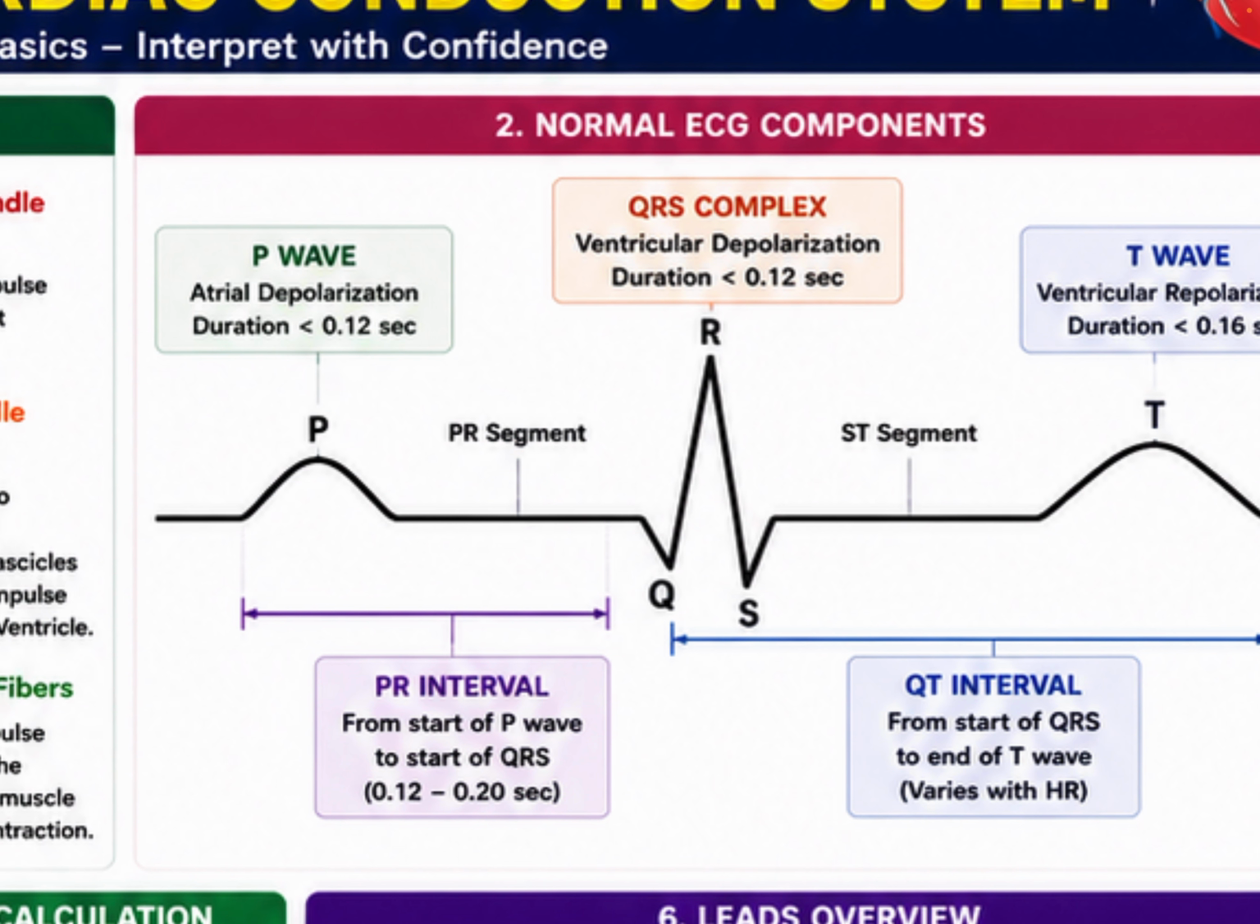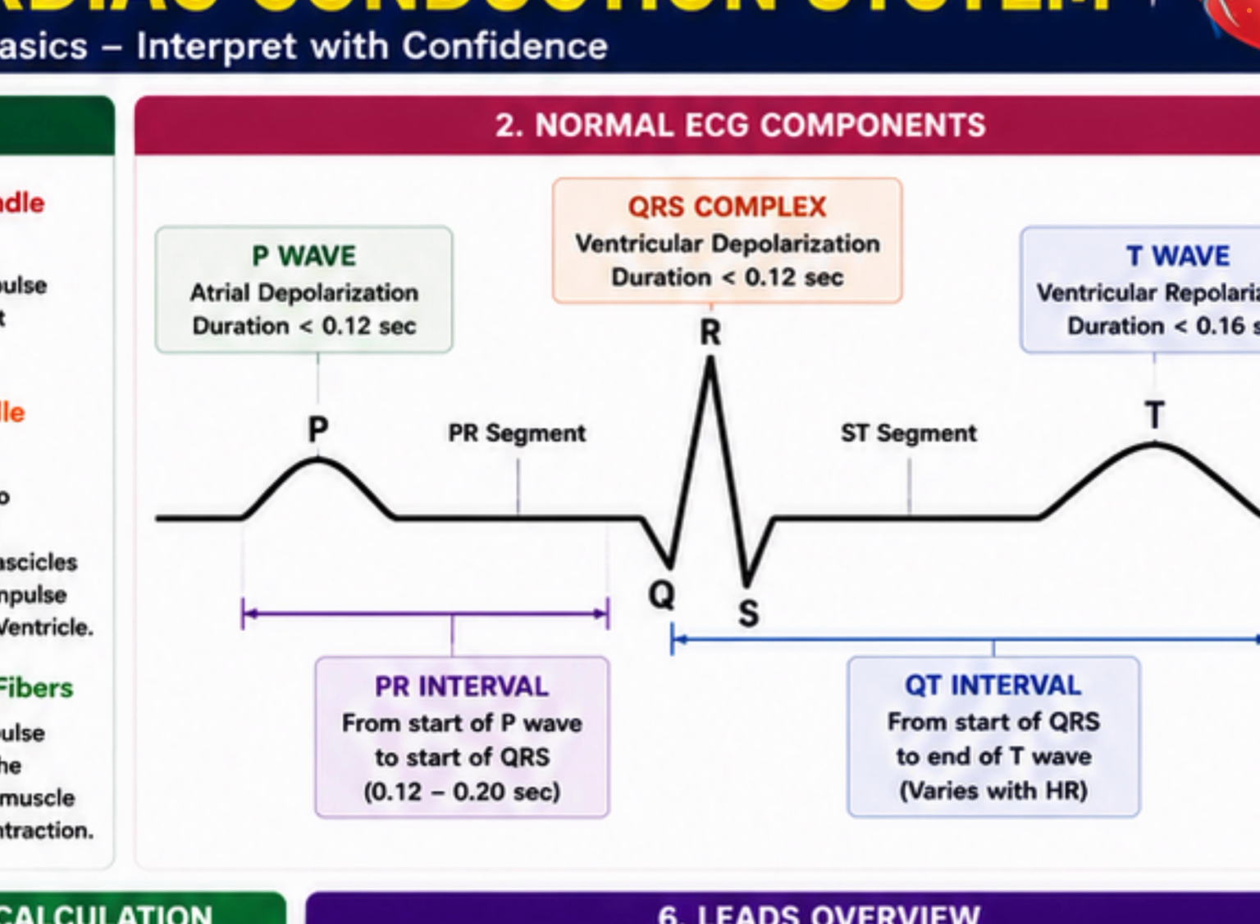It is measured from the beginning of the P wave to the beginning of the QRS complex. It represents the AV nodal conduction time. Normally 0.12 to 0.2 second, 3 to 5 small squares. If prolonged, think of AV blocks.